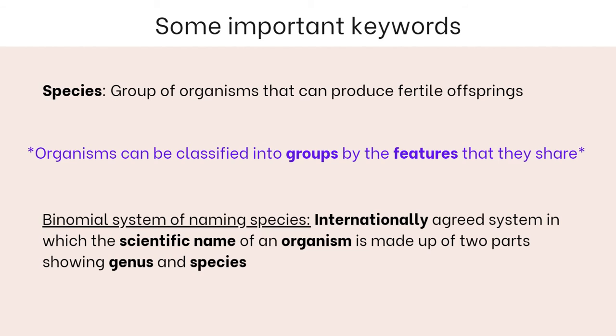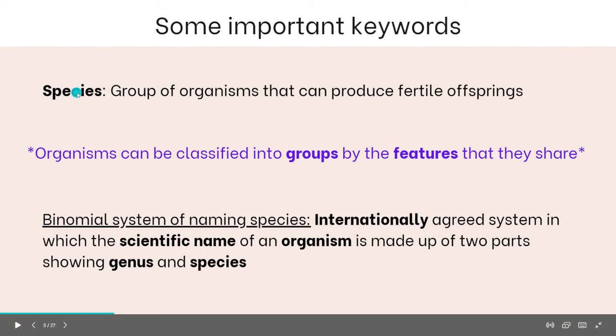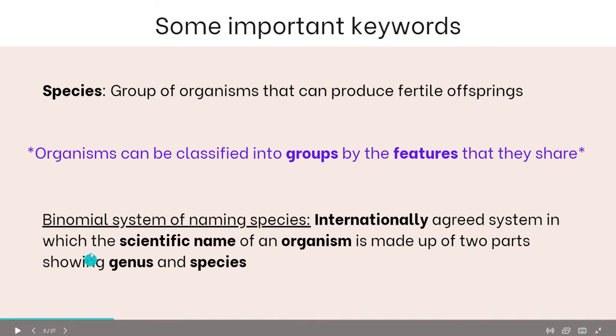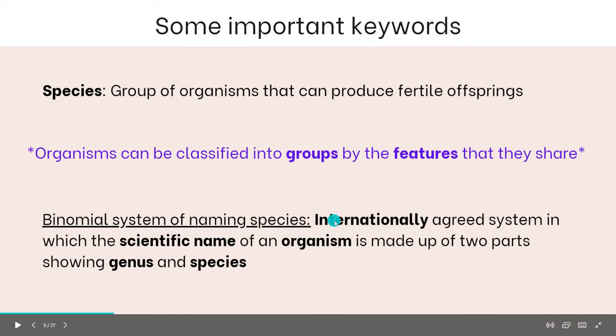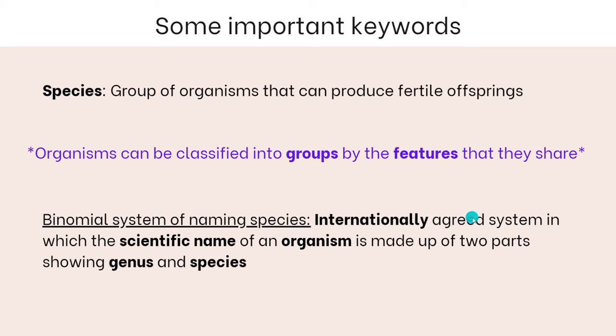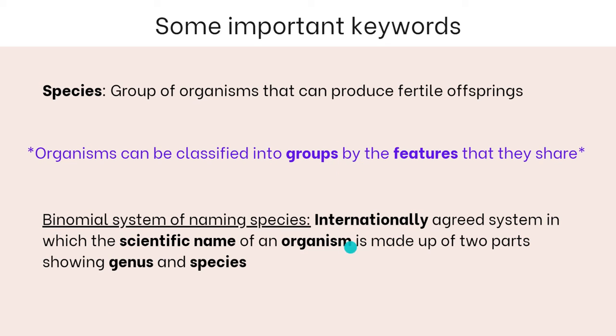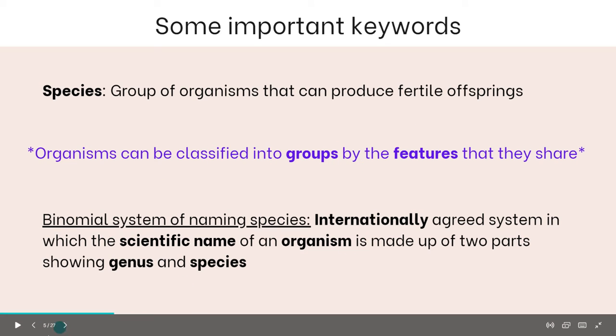Some important keywords. Species, group of organisms that produce fertile offspring. Then binomial system of naming species. This is the internationally agreed system in which the scientific name of an organism is made up of two parts, which shows the genus and species. You know, organisms are classified into groups by the features that they share.